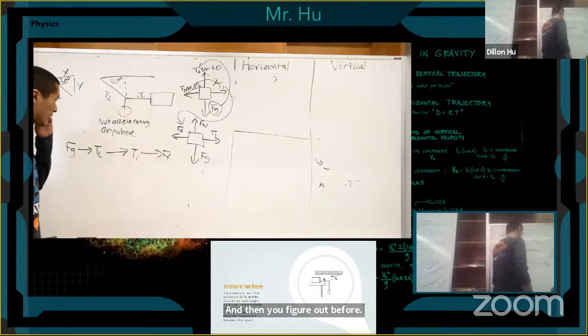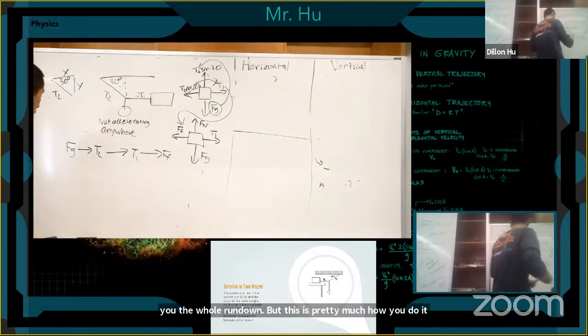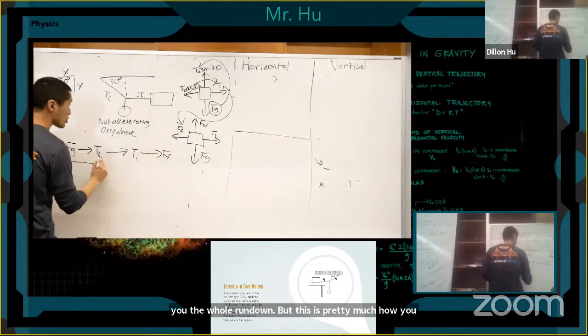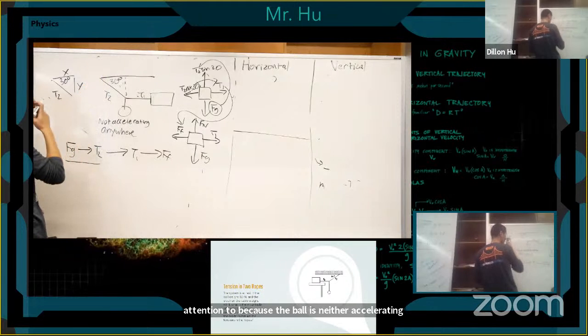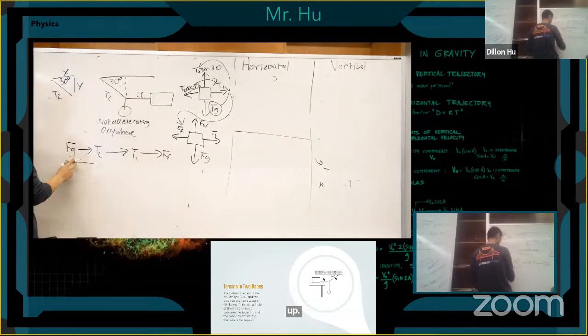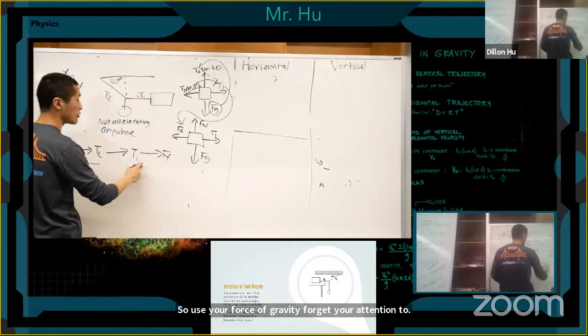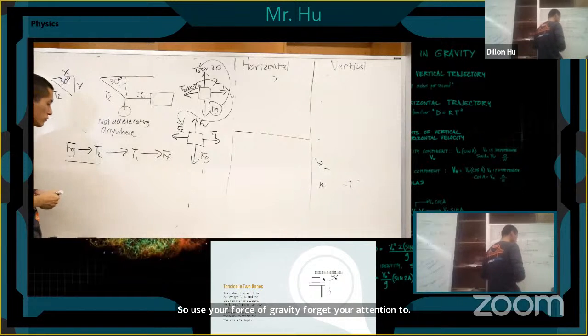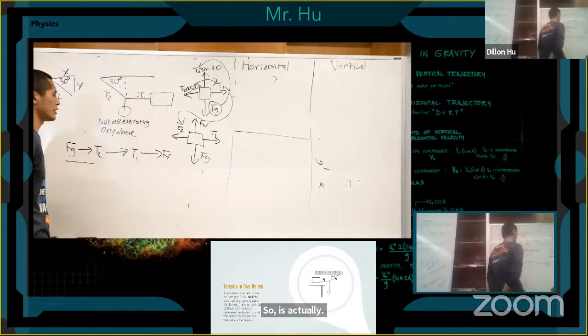Because we're out of time here, I won't actually give you the whole rundown, but this is pretty much how you do it. You use your force of gravity to figure out your tension 2 because the ball is neither accelerating up nor accelerating down. Then you use tension 2 to figure out your tension 1, which you use to figure out your force of friction. So it is actually pretty linear, I guess.